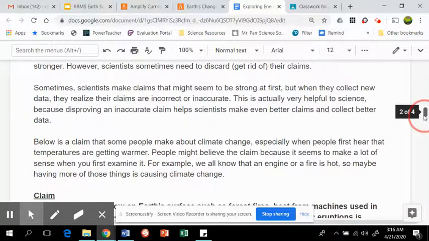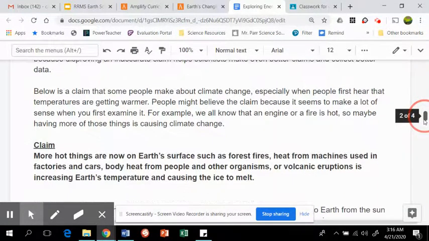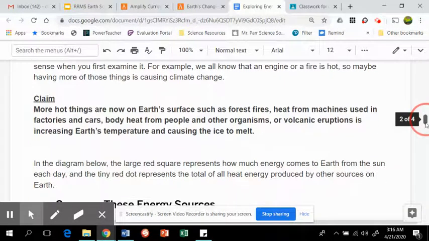better data. Below is a claim that some people make about climate change, especially when people first hear that temperatures are getting warmer. People might believe the claim because it seems to make a lot of sense when you first examine it. For example, we all know that an engine or a fire is hot, so maybe having more of those things is causing climate change. So the claim that people often believe is that more hot things are now on Earth's surface, such as forest fires, heat from machines used in factories and cars, body heat from people and other organisms, or volcanic eruptions, which are increasing Earth's temperature and causing the ice to melt.